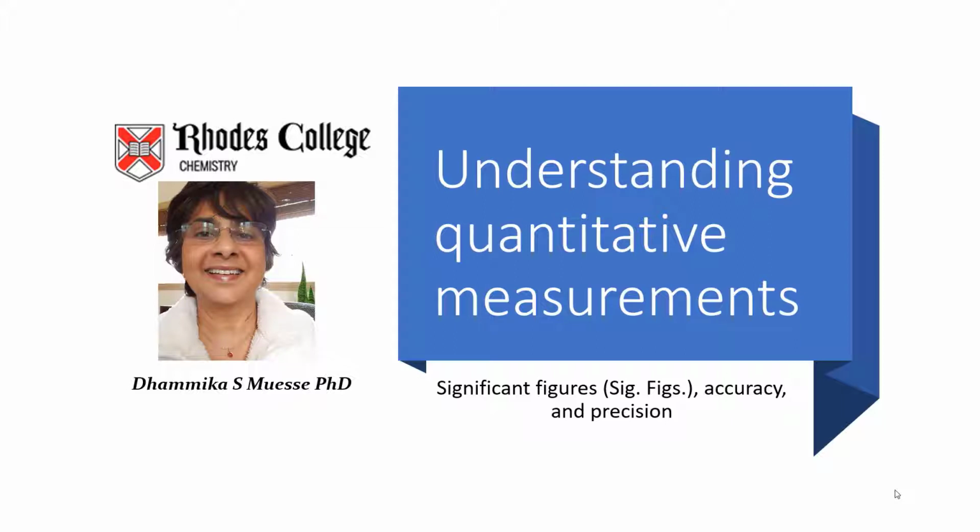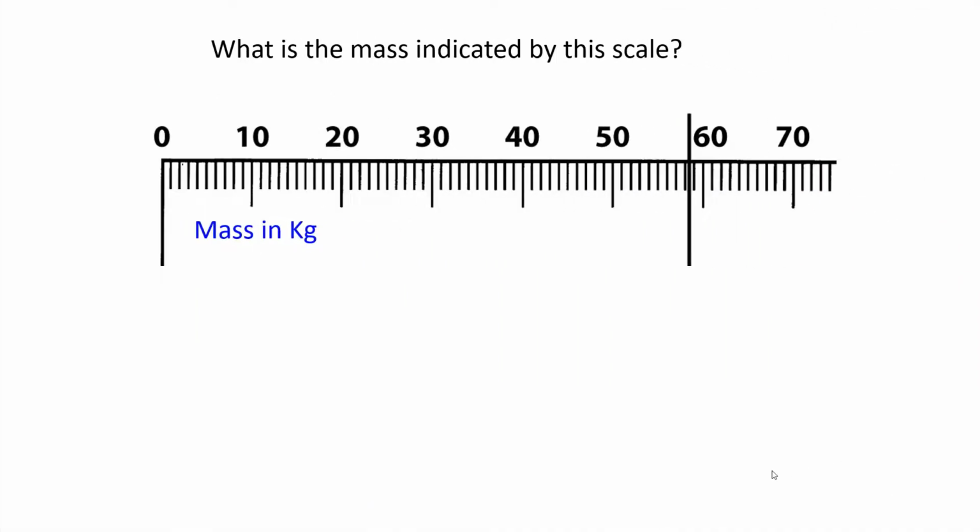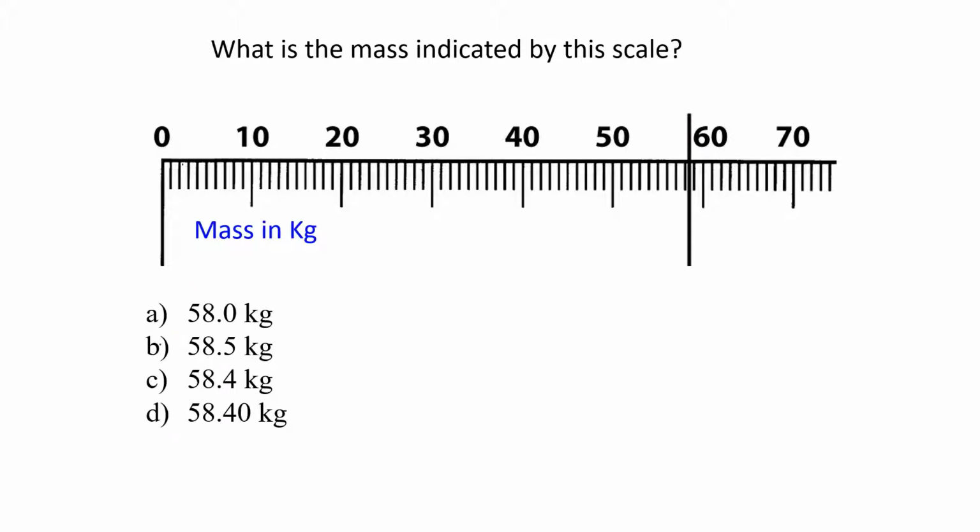So, the first thing we will do is to look at some quantitative measurements. When we study quantitative measurements, we will use accuracy and precision to describe the quality of the measurements. Let us look at this mass scale and try to read this as accurately as possible. And you see, this is the indicator. Here are some readings done by several students for the same mass indicated by the scale. So let us see which readings are correct.